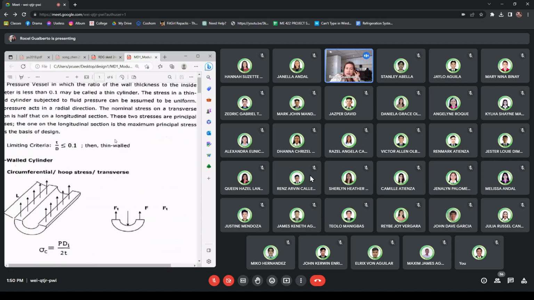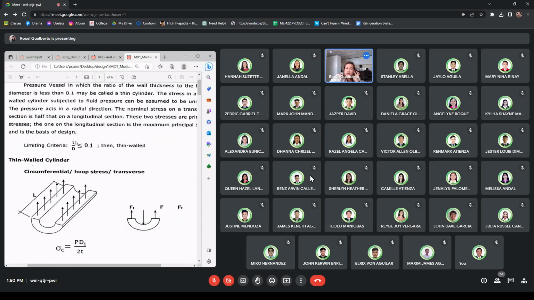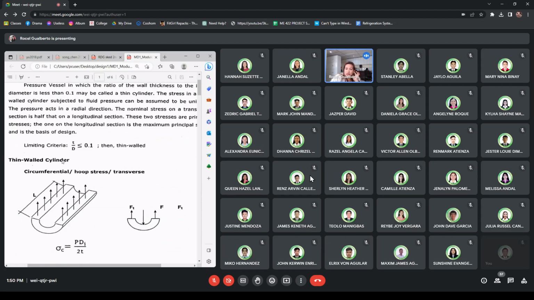So, we always start with our limiting criteria. But take note that our limiting criteria is T over D sub I, which involves your thickness, which is of course the requirement or the unknown. So that means, initially, if what we are asked to find is the thickness, we cannot proceed with this limiting criteria because it includes the thickness. So what will we do? If this is the unknown, and this is also the way to start solving the problem, what do we do in that case?